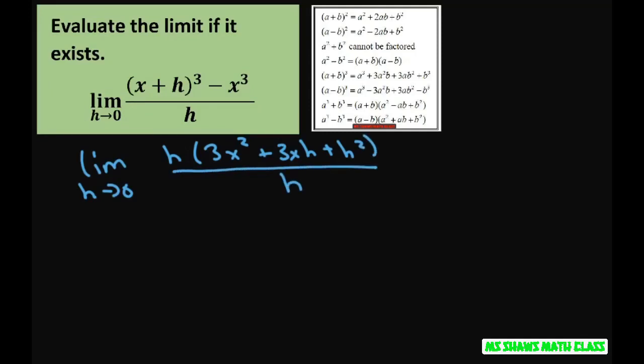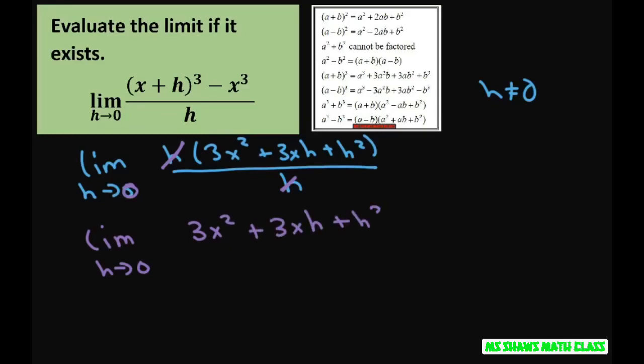So this domain is h cannot be 0. So when I cross these two out, the equation changes, but the limit does not. The limit will be the same. That just means we're going to have a hole where we have the 0. So the limit as h approaches 0 of 3x squared plus 3xh plus h squared.